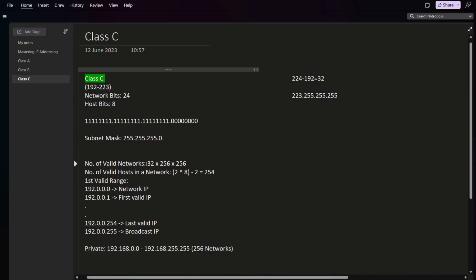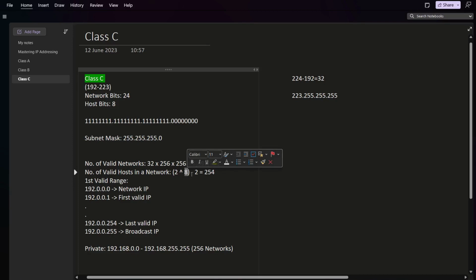255.255.255.0. The number of valid networks will be how many networks we can have between this range. For the first octet, it is 224 minus 192, right? So that is 32. Now the number of networks we can have in the second octet is 256, and in the third octet, which is 256, right? So this is the number of valid networks we can have, which is a huge number you can see here. It's 2097152.